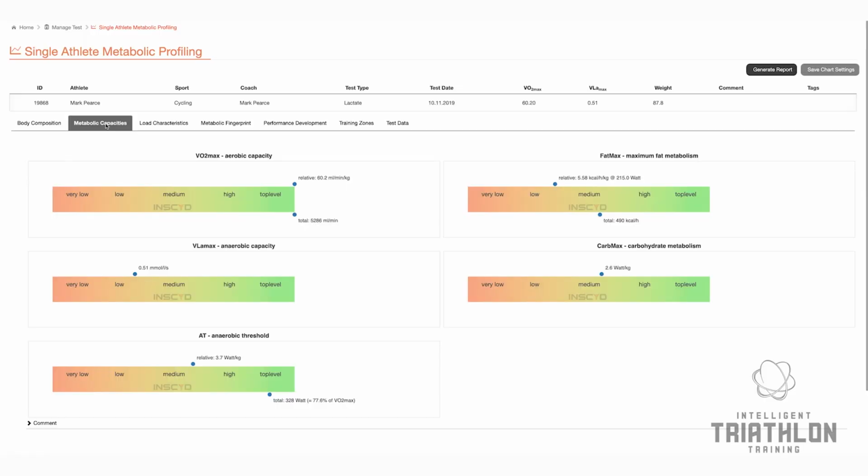So in this video we're going to cover a few of the tabs, some of the information you get back. Just going to highlight what we're going to cover, and then in the links below you can fast forward and go straight to the relevant points if you're only interested in a certain graph or certain information. So first of all, we have metabolic capacities: VO2 max, VLA max, anaerobic threshold, your fat max and carbohydrate max, and we'll be going through what they are.